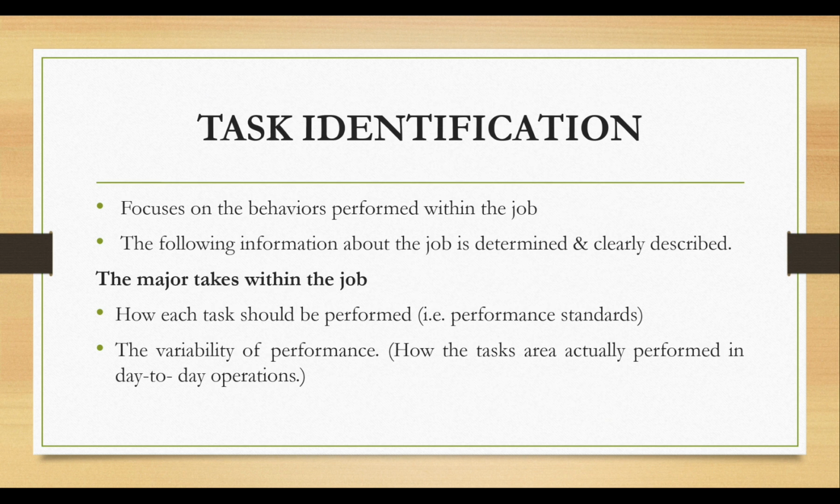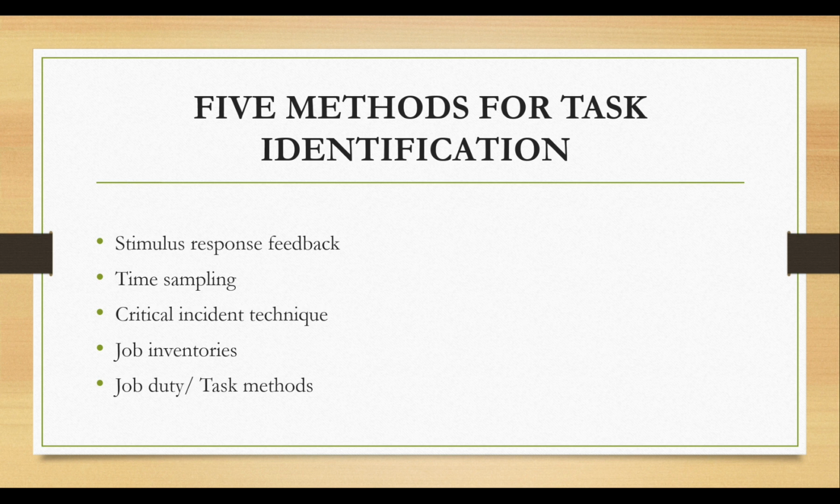Task identification also focuses on the behavior performed within the job. In task identification, the following information about the job is determined and clearly described: the major tasks within the job, how each task should be performed, and the variability of the performance. Five methods for task identification: stimulus response feedback, time shaping, critical incident technique, job inventories, and job duty and task methods.